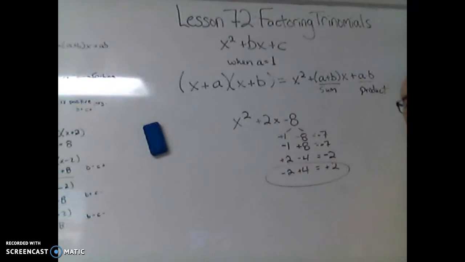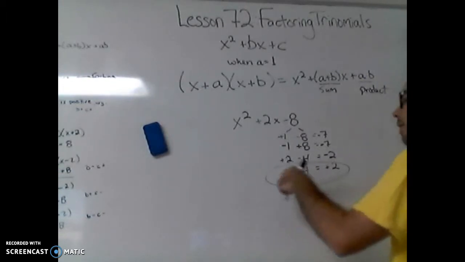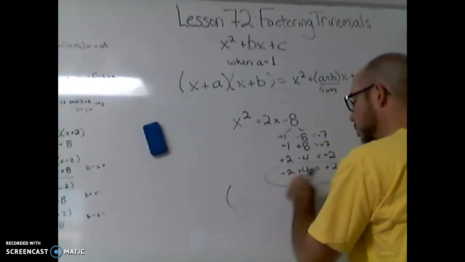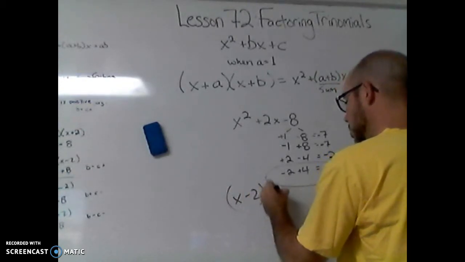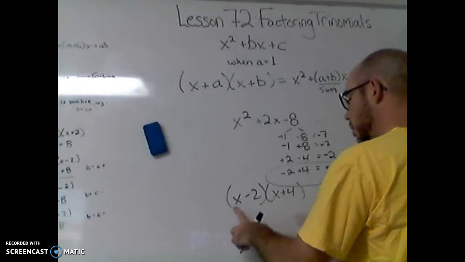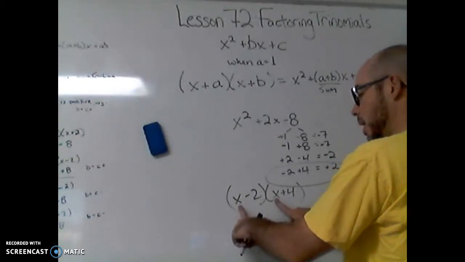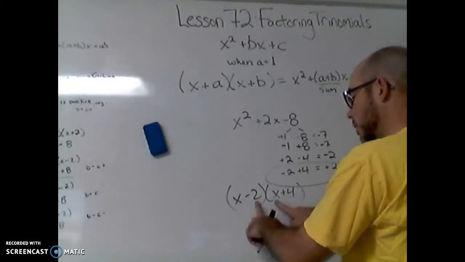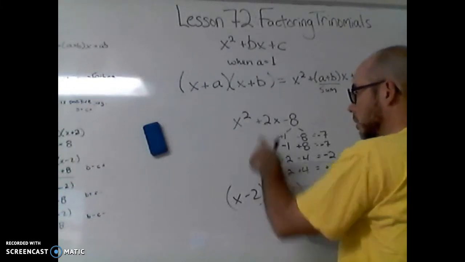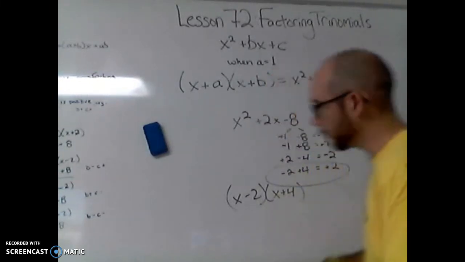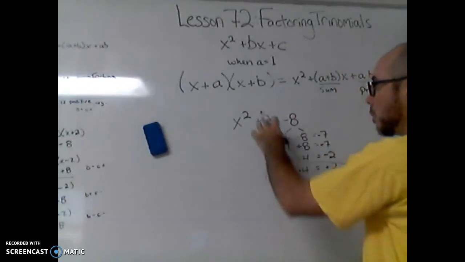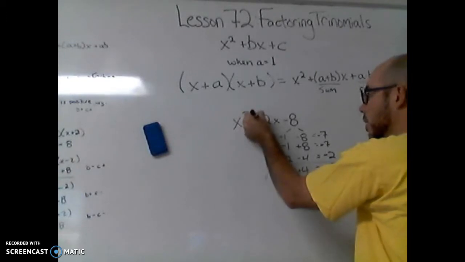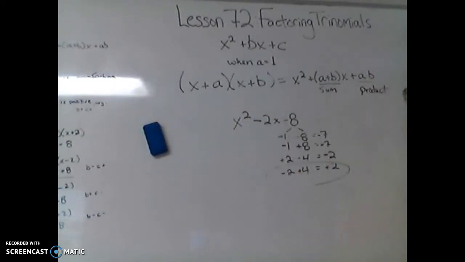So there's our winner, and we can rewrite this. There's one factor, there's the other. This is A and this is B. x minus 2 times x plus 4. Do the FOIL method: x squared plus 4x minus 2x minus 8. Okay, we did a good job there. I'm going to leave these factors up here because I'm going to do one more, and the only thing I'm going to change is this right here.